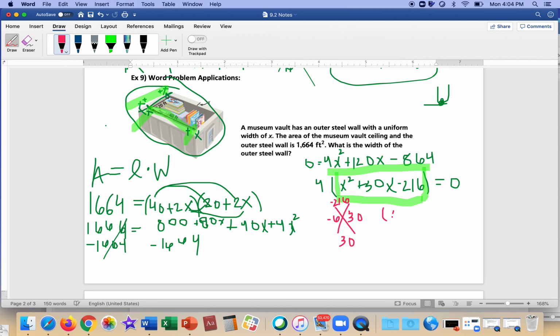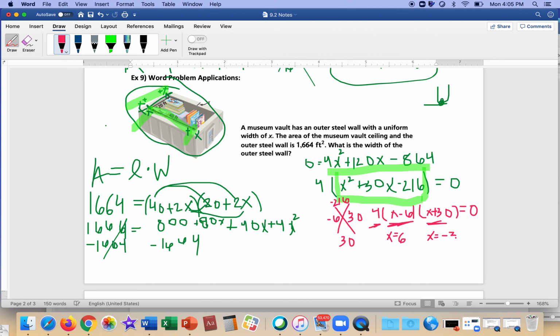So then we would have the quantity x minus 6 times the quantity x plus 30. Don't forget to bring down that GCF we took out in the beginning, the 4, equal to 0. We set each factor equal to 0. If we set 4 equal to 0, we don't get an x value. If we set x minus 6 equal to 0, we add 6 to both sides and get x equals 6. If we set x plus 30 equal to 0, we subtract 30 to solve and get negative 30.